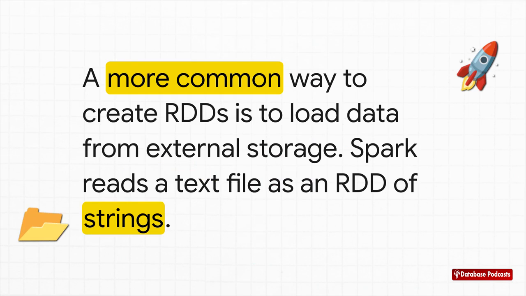This is the real deal. It's the workhorse, the standard way you create an RDD in a production environment. All you have to do is point it at a file sitting in some external storage, think HDFS or Amazon S3, and boom, Spark handles all the heavy lifting of reading it in parallel and turning it into an RDD where each item in that RDD is just one line from your file.